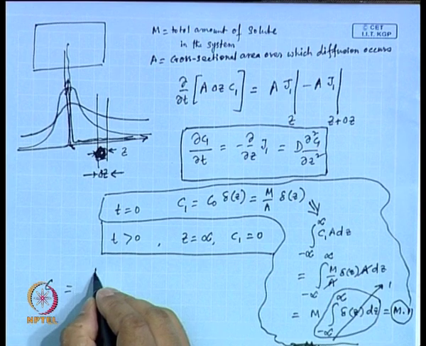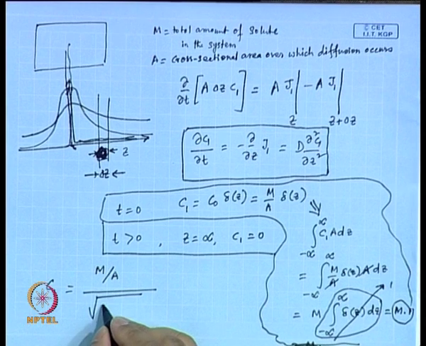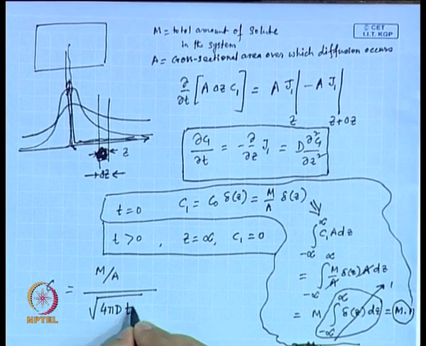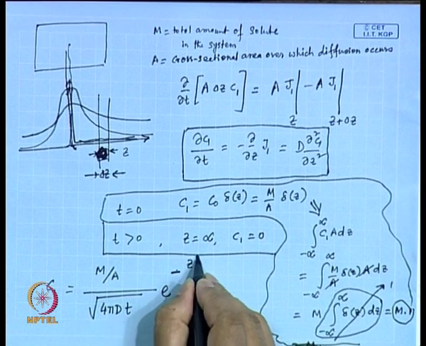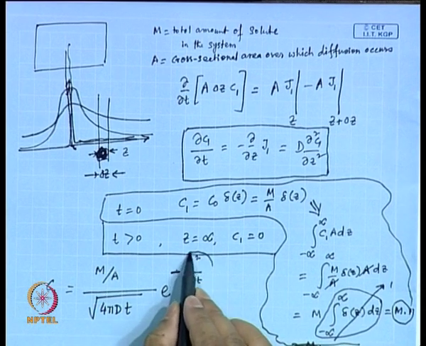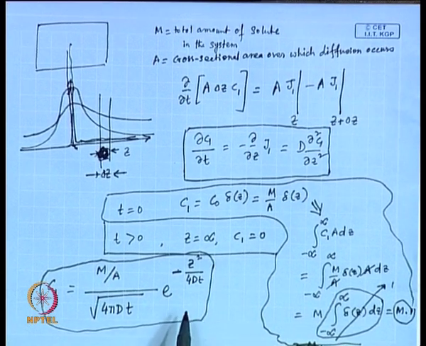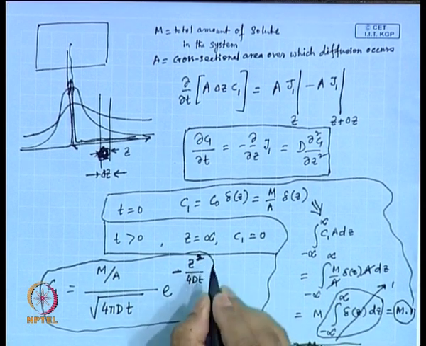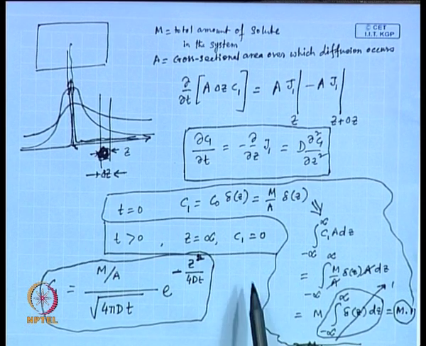The final form is m by A square root of 4 pi Dt e to the power minus z square divided by 4 Dt. This is the final form, z square, mind it, z square by 4 Dt. This is the final form that we have. So, when you go back after this class, you try to see how it can be solved.